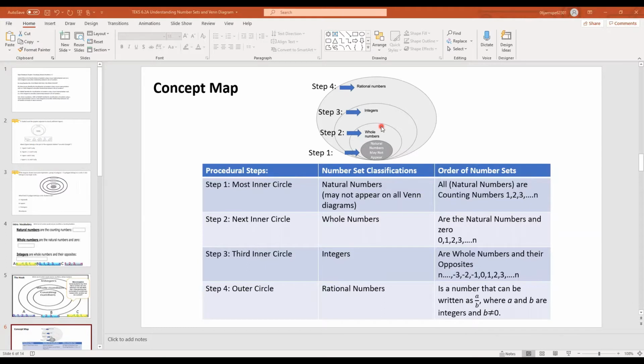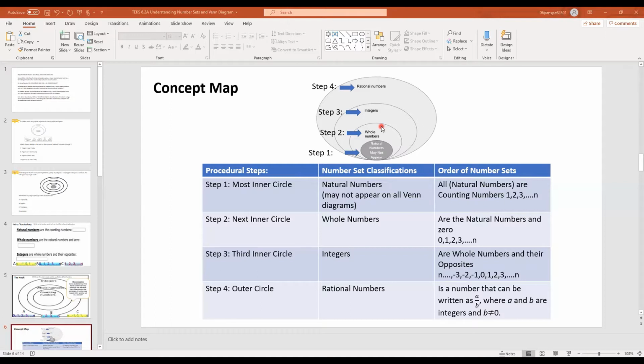Our first step will be to draw the most inner circle, which is natural numbers. It may not appear on all Venn diagrams, but all natural numbers are counting numbers, which are 1, 2, 3, 4, 5, 6, and 7, and so on. The next step, we will draw whole numbers. Our whole numbers are 1, 2, 3, 4, 5, 6, 7. Do you see the similarities? Whole numbers are natural numbers or counting numbers, but whole numbers also include 0. So when we naturally count, we always start with 1, 2, 3, 4, 5, 6. Whole numbers start with 0.